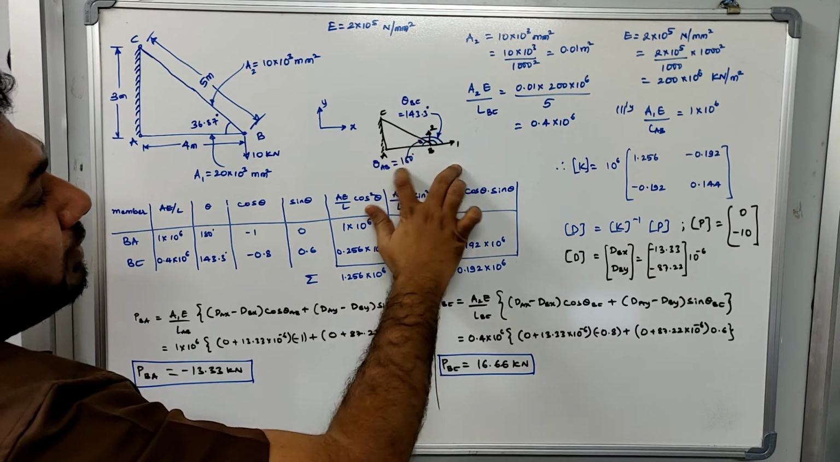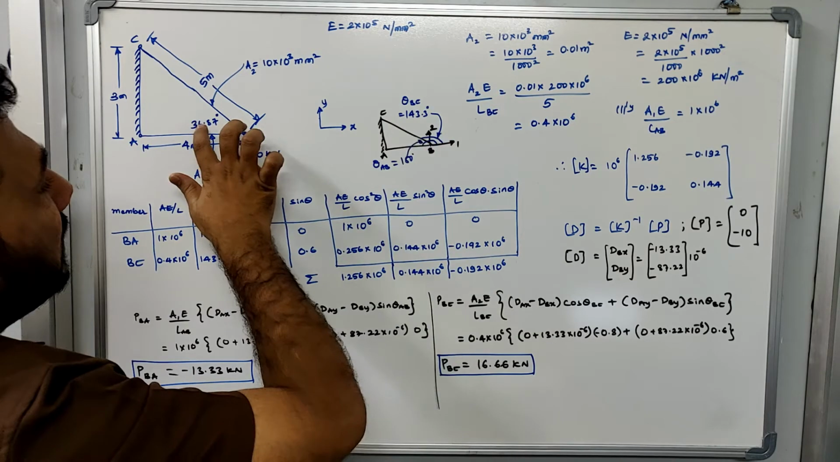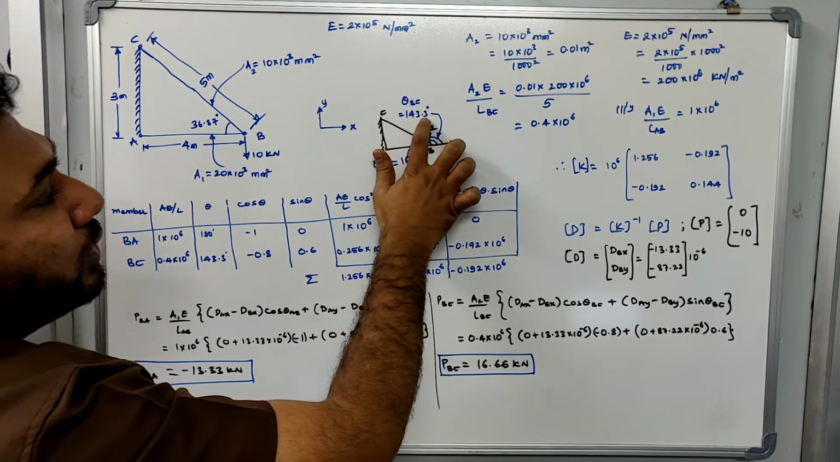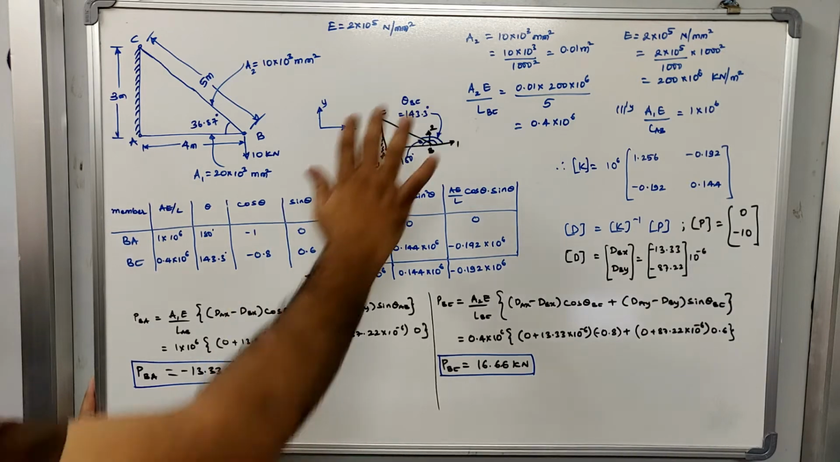So theta AB, which you already know, is 180 degrees, and theta BC is 180 minus 36.87, which is 143.13 degrees. Now you remember this. So we have solved the values of theta.